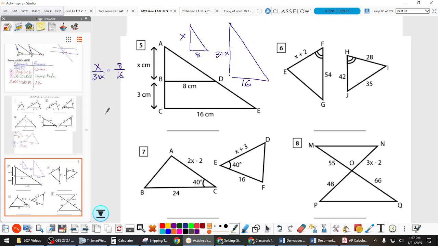Awesome. You guys are doing really well with the setup, the proportion stuff. So good job on that. Okay, so 16x, this diagonal, equals 8 times 3 plus x, from the other way. 16x is 24 plus 8x. Well, I just lost the 8 there. 8x. And then subtract 8x. And x is 3. Okay?